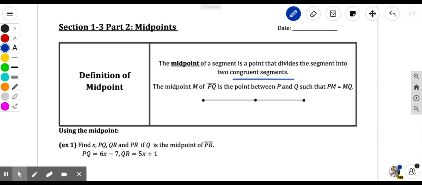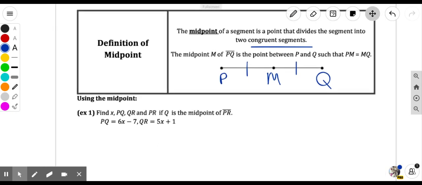In this example, it says the midpoint M of segment PQ. So let's label this P and this Q. Here's M, the point between P and Q such that PM is equal to MQ. That's how you mark equal segments on a picture. So because M is the midpoint, PM is equal to MQ. That's what a midpoint is.